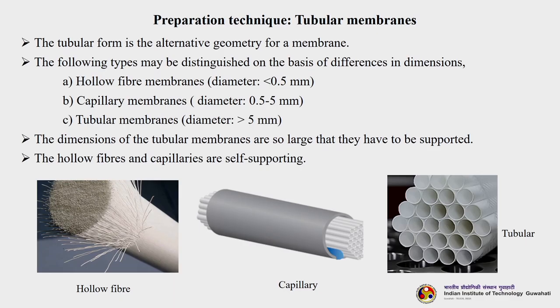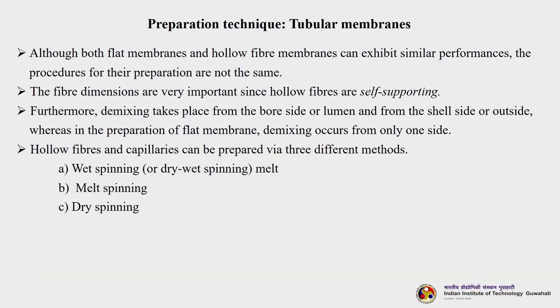Let us see how the tubular membranes are prepared. The tubular form is an alternate geometry and very good in terms of commercial application. We can have hollow fiber membranes, where the diameter is less than 0.5 millimeter, or capillary membranes, where the diameter is usually 0.5 to 5 mm, or tubular membranes, where the diameter is usually greater than 5 mm. The dimensions of the tubular membranes are so large that they have to be supported. The hollow fibers and capillaries are self-supporting. This we have also discussed during our modular configuration discussions.